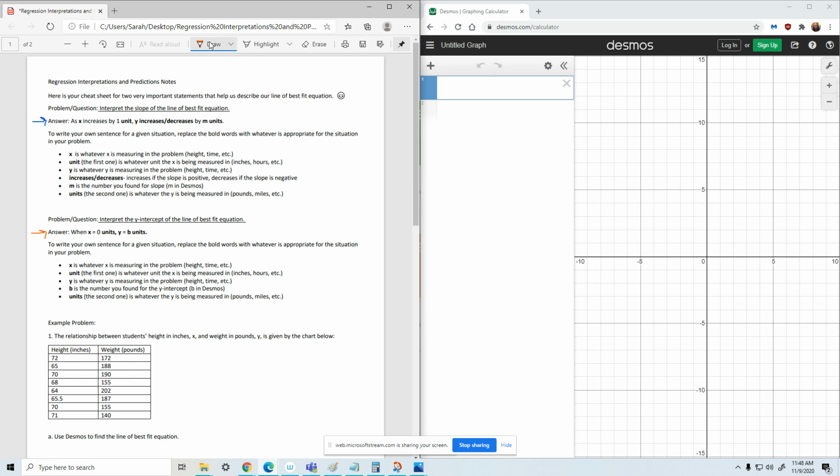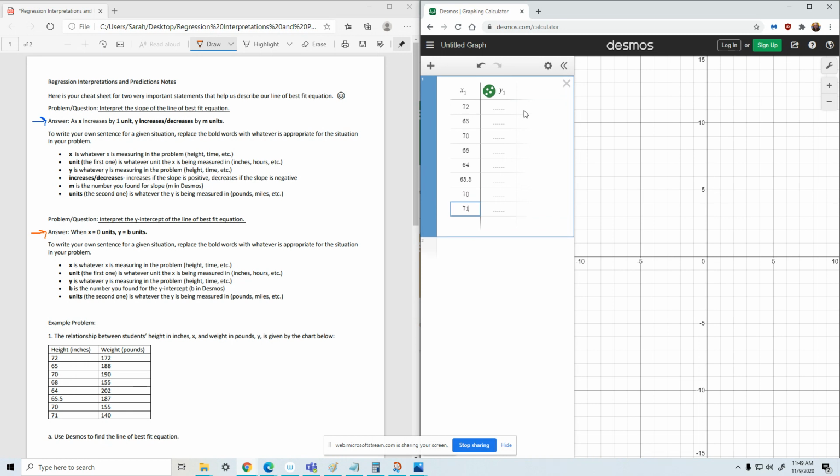Let's go ahead and try this example problem. So we are going to start it the exact same way. In this example problem, we have the relationship between height, which is being measured in inches, and weight, which is being measured in pounds. As always, we're going to start by entering our table into Desmos. So hit the plus sign, hit table, and start typing those numbers in. All right, double check real quick. Make sure you've got all of the right values, no typos, nothing like that.